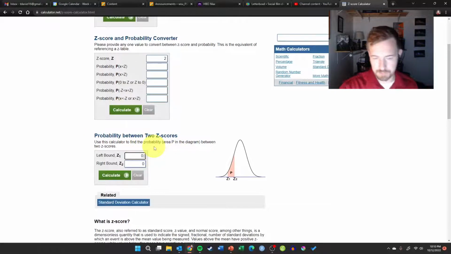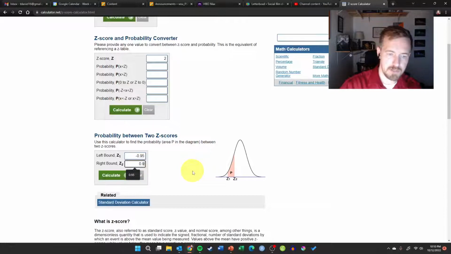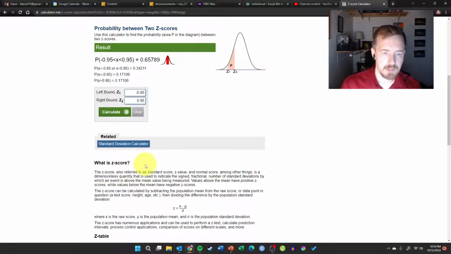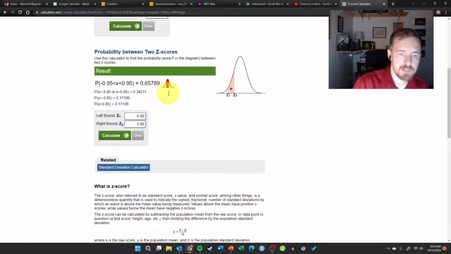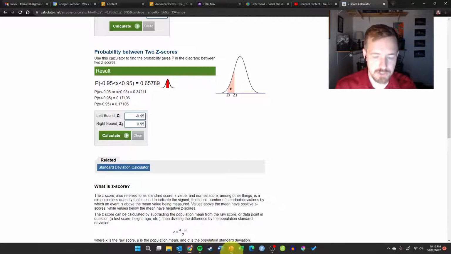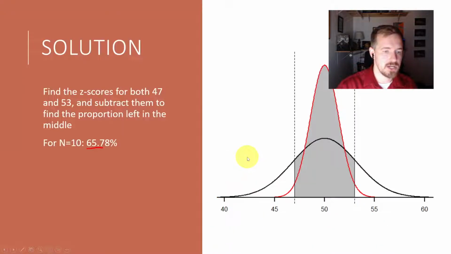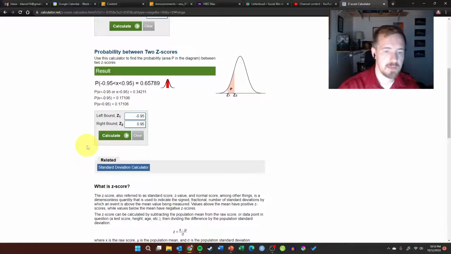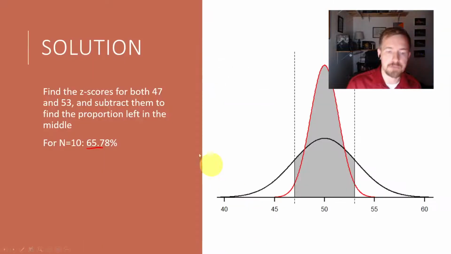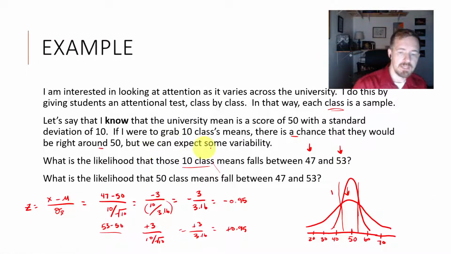So I'm going to plug in negative 0.95 and then regular 0.95 here, and I'm going to hit calculate, and that gives me 0.657, and it even shows you roughly what part of the distribution that should be covering. And just to check, yep, that is what we got there, about 65%, right? So the probability is 0.65, which is 65.78%.